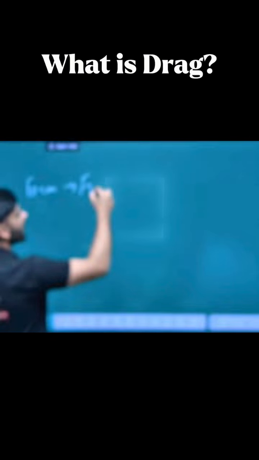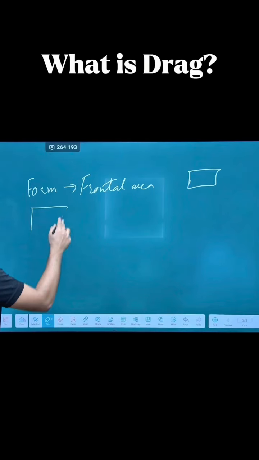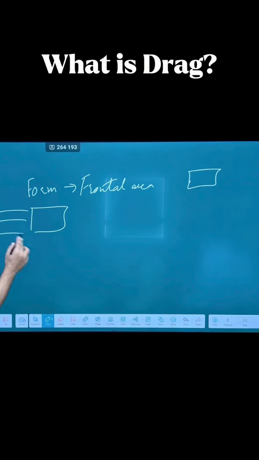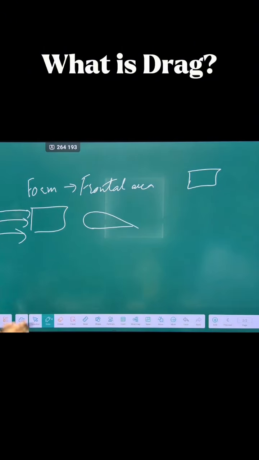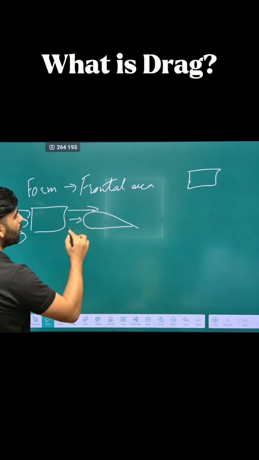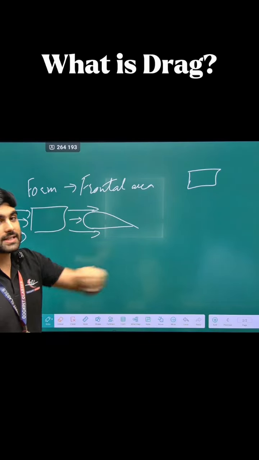Basically, form drag you can remember by the frontal area of the aircraft. Let's say there is an aircraft which has a frontal area like this. So over here there will be a lot of drag produced. But if there is an aircraft whose frontal area is like this, in the shape of an aerofoil, over here the amount of drag will be reduced as compared to this. So the lesser the frontal area, the lesser the form drag.